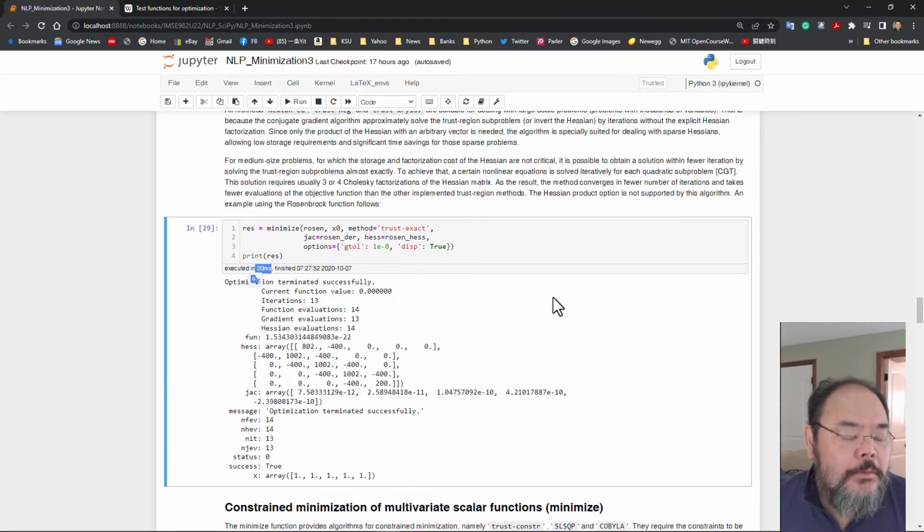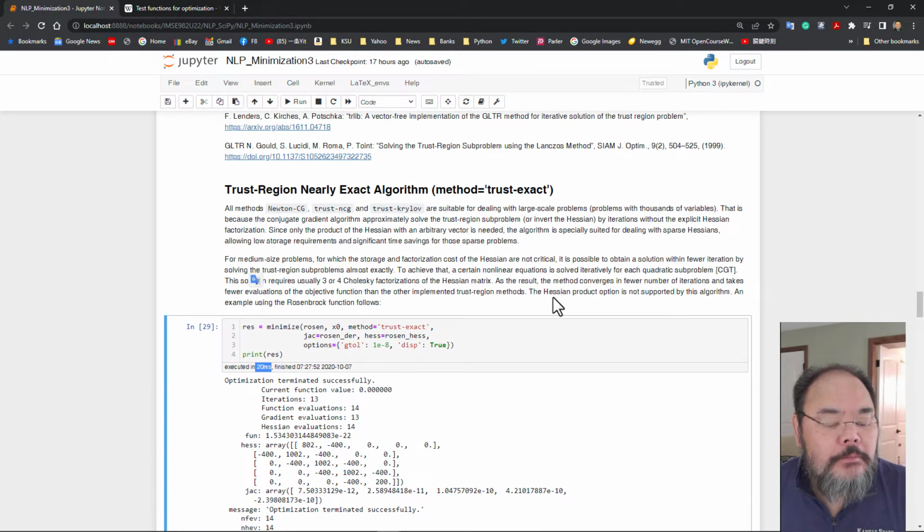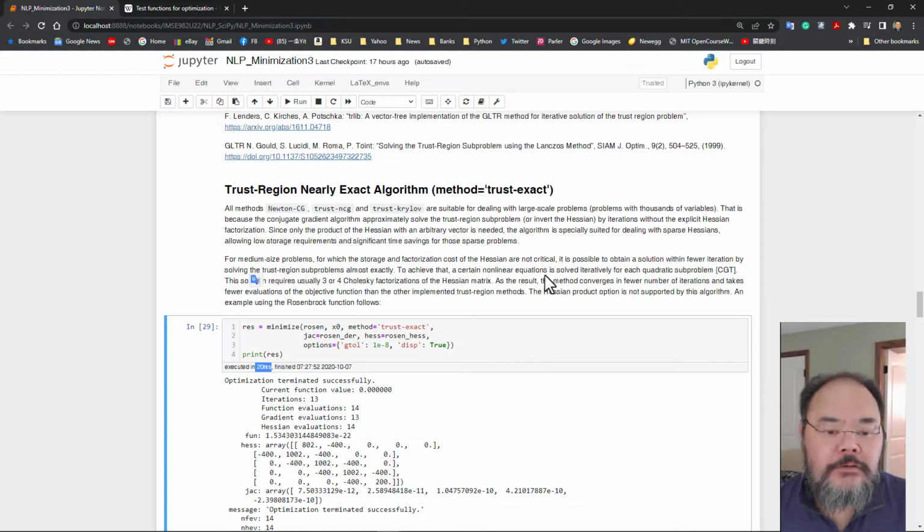So this pretty much concludes some of the popular methods for solving large-scale problems: the limited memory BFGS method with box constraints, Newton's conjugate gradient methods, and trust region Newton's conjugate gradient method, and this is the trust region near exact algorithm for medium-sized problems.